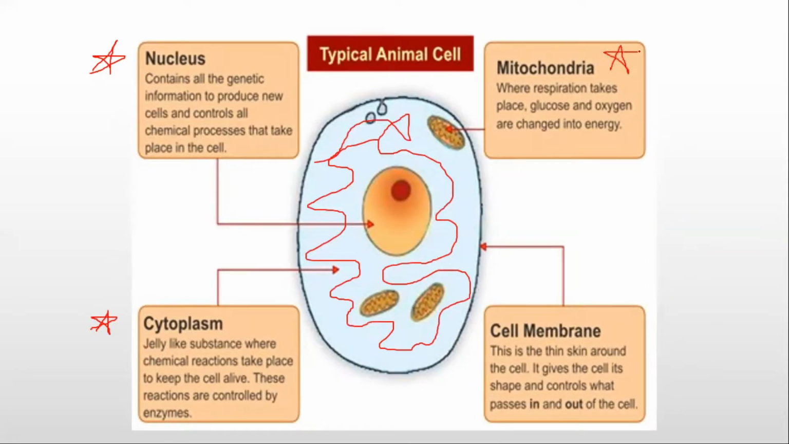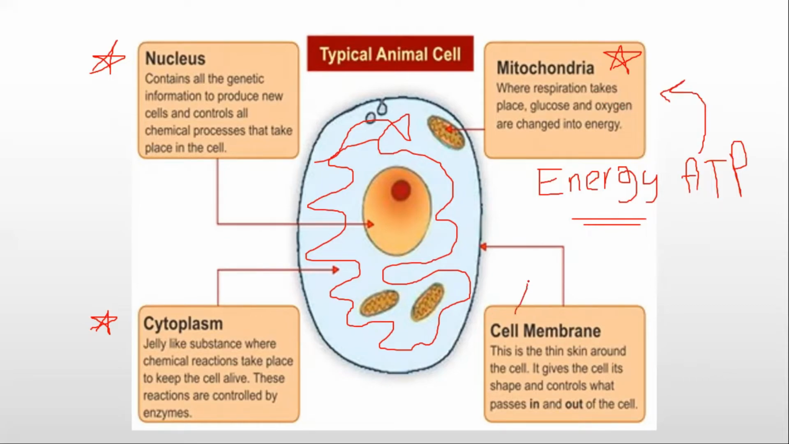साथ ही when we talk about mitochondria, mitochondria is the powerhouse of the cell that provides energy. When respiration takes place, glucose and oxygen are changed into energy. जब भी आपको aerobic respiration का reaction होता है, which we will be studying in the upcoming chapters, energy is produced in the form of ATP. और ये सारा कहाँ पे हो रहा होता है? Inside the mitochondria.